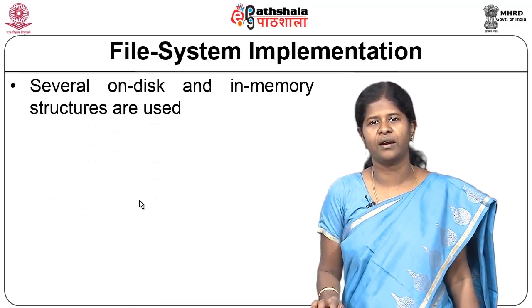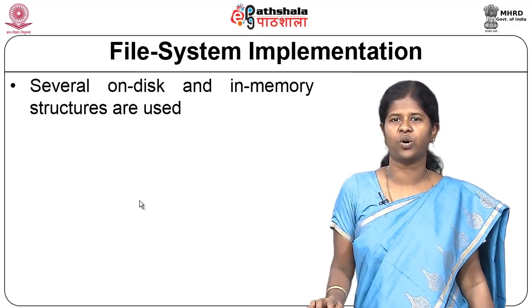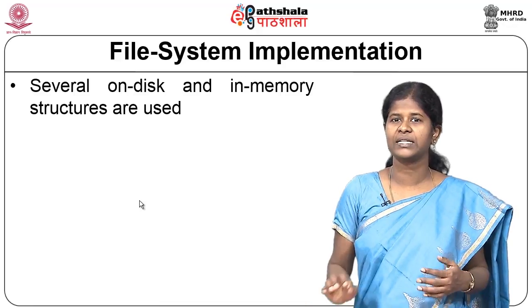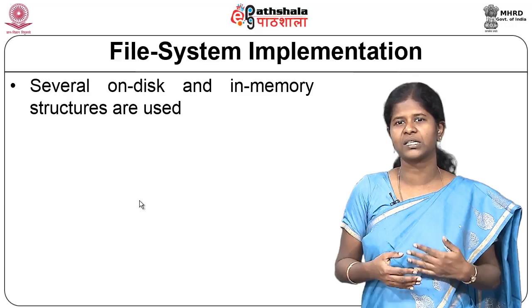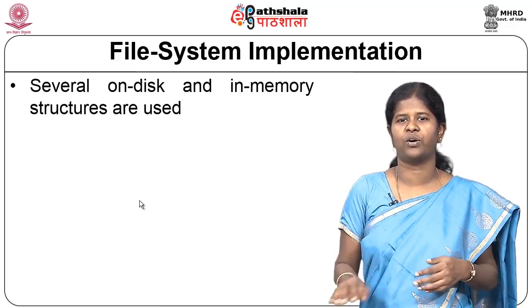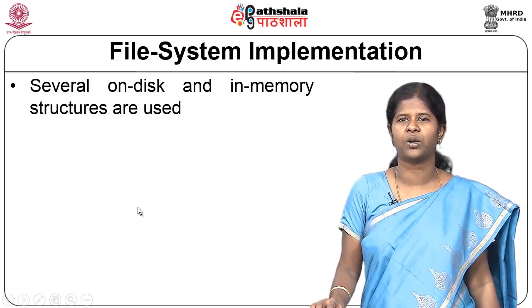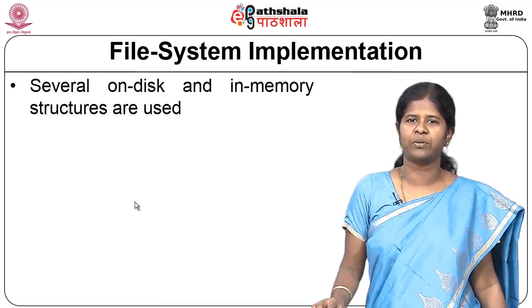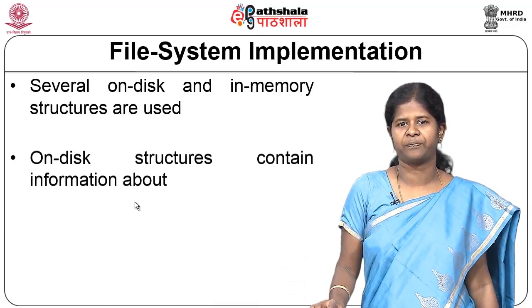And now we will learn different issues related to the implementation of a file system. We saw that a file system can be layered, but now we will learn different data structures that are being used to assist the implementation of the file system. So, a number of structures are being kept on the disk as well as in the main memory for the proper operation of a file system.